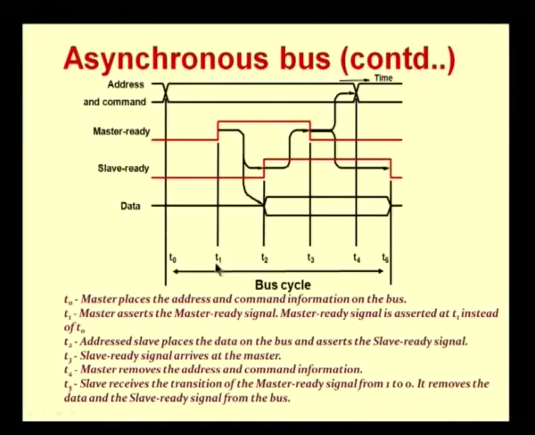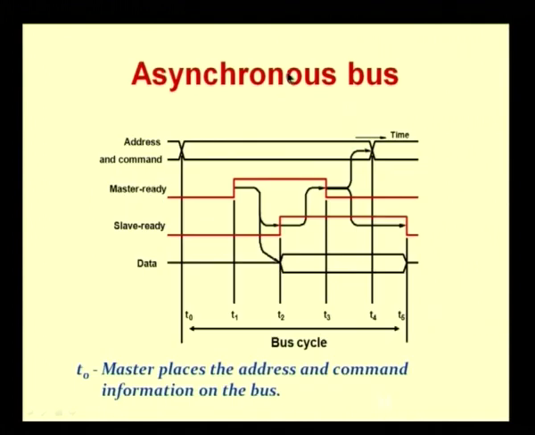So, let us look at how the entire series of operations will take place using the master ready signal and the slave ready signal. In addition to the master ready and slave ready signals, remember what we have are the address and command lines and the data lines. So, we need to understand how address and command is handled with respect to these master and slave ready signals.